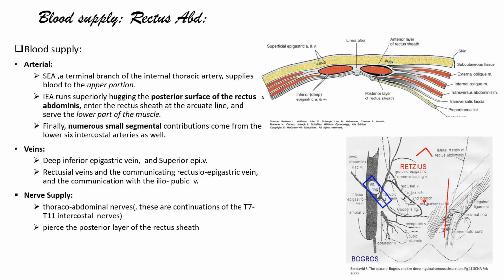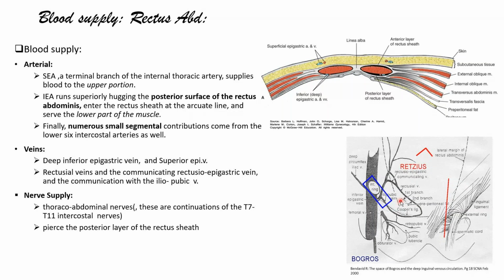That's the inferior epigastric. These are rectusial. See the rectusial 1, 2, 3 branches, and they're communicating with what? The rectusio-epigastric communicating vein, right? And below, the iliopubic vein. And this communication together forms what is known as the Vanderbilt circle, which we'll talk about when we discuss the details of the laparoscopic anatomy of inguinal hernia. So that forms the Vanderbilt circle in the space of Bogros.